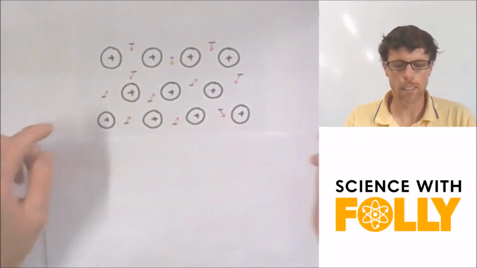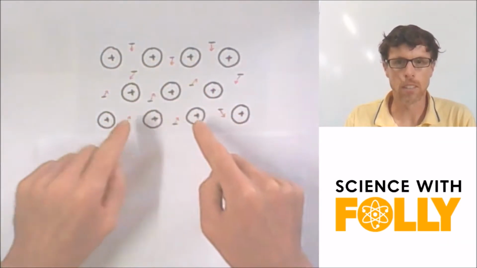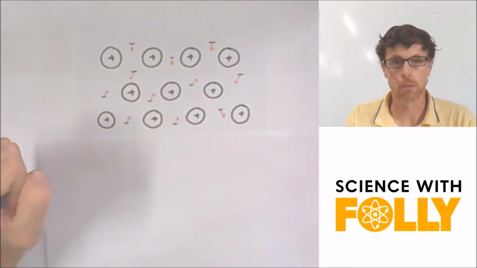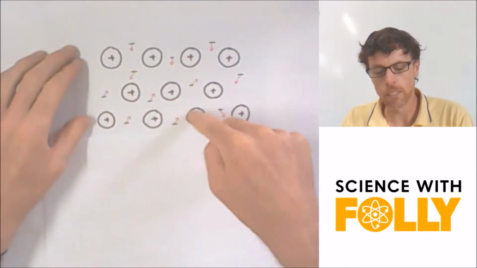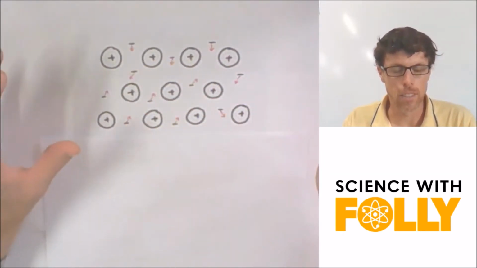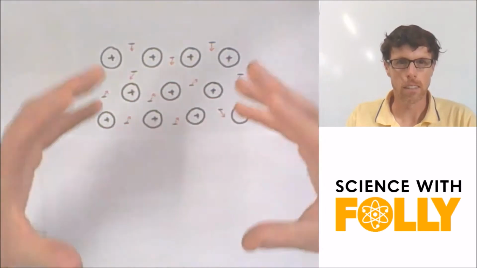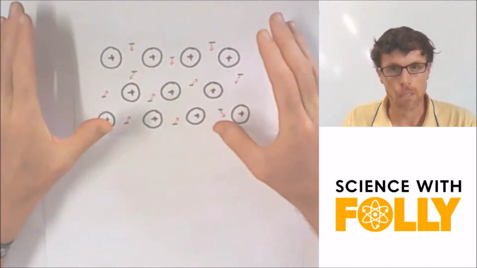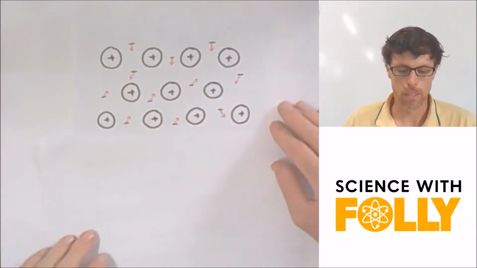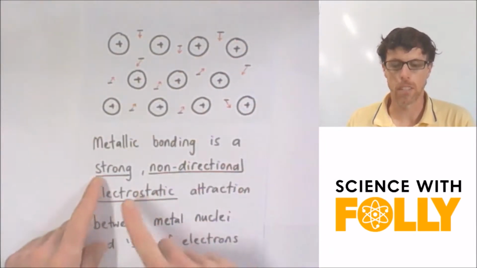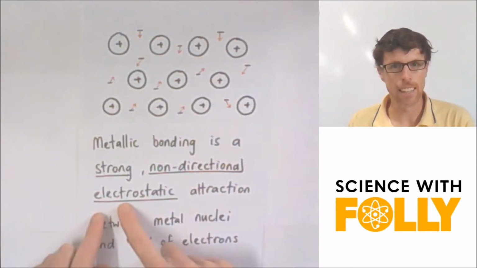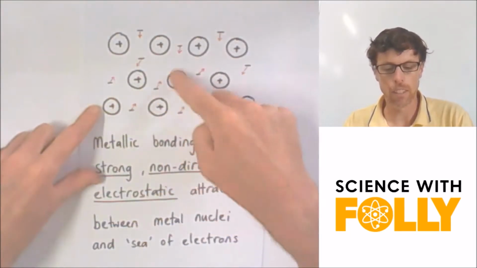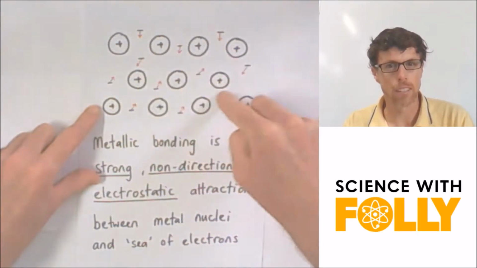So if we look at a little diagram here, all these little round circles with pluses symbolize the metal nuclei in this metal substance. And all these little negative signs represent the electrons that are moving all around the metal nuclei, and this is basically the structure of a metal. Obviously it's in 3 dimensions, this is in 2 dimensions. The key thing is that metallic bonding is a strong, non-directional electrostatic attraction between the metal nuclei and the sea of delocalized electrons that are surrounding them.